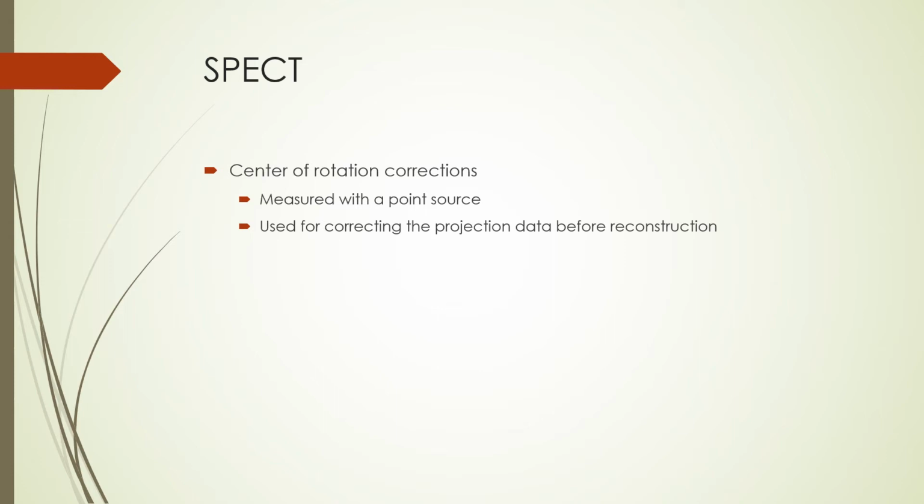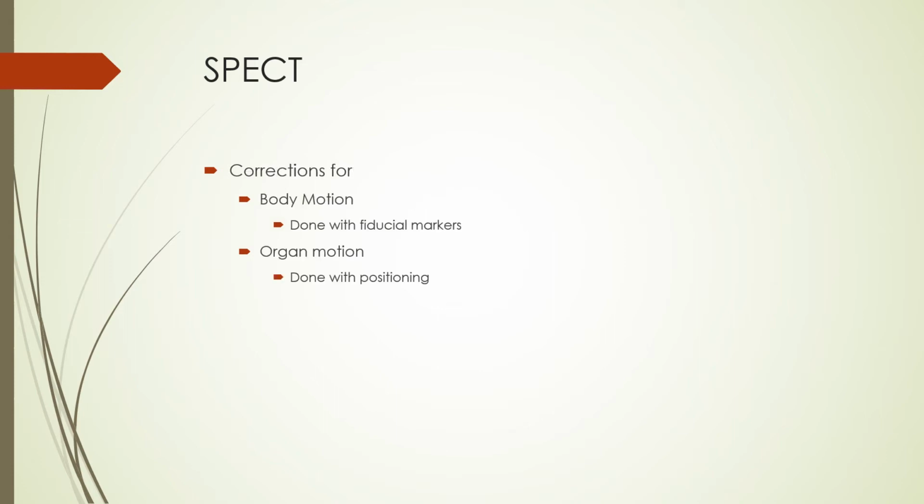the reconstruction process. Body motion can be tracked using fiducial radioactive markers. Any change in patient position will show up well in the sinogram data of the markers. The projection data are shifted as appropriate in order to correct for body motion. Fiducial markers cannot correct for internal organ motion. Organ motion is corrected by properly positioning the organ in the projection data.